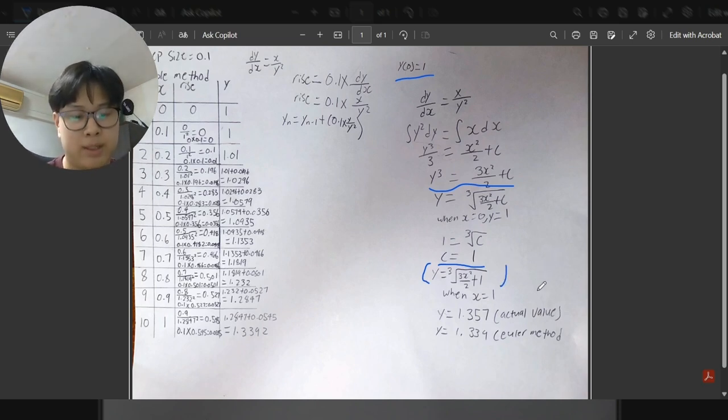And when we sub in x equals 1 to find the answer, we get y equals 1.357, which is slightly different from our Euler's method answer. And this is because our step size might be too big, and the tangent line might not accurately display the increase in gradient of the graph.